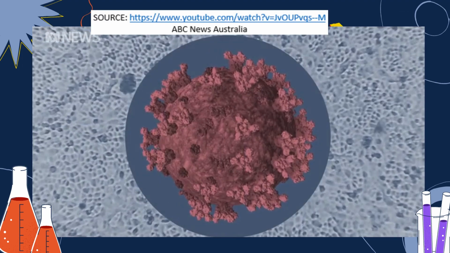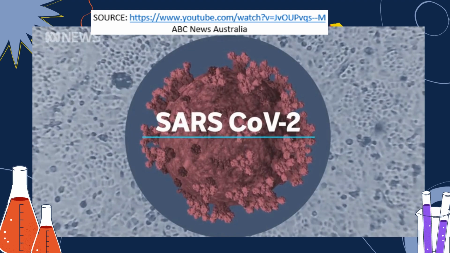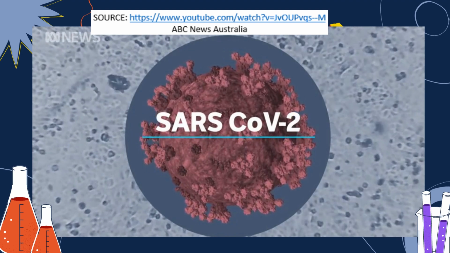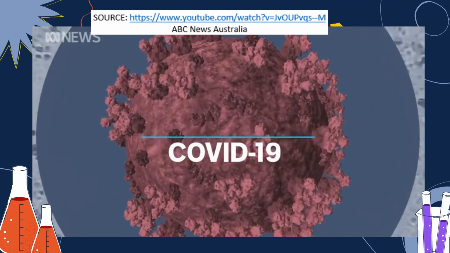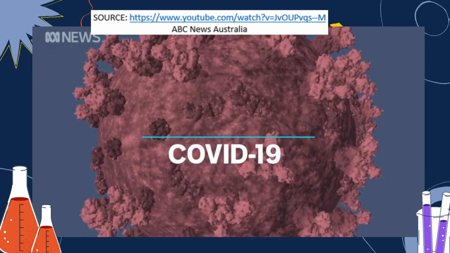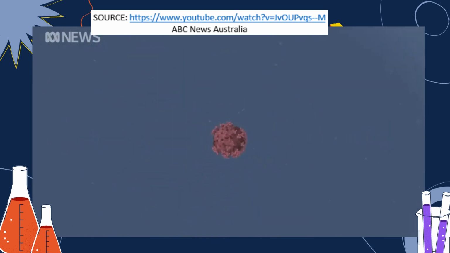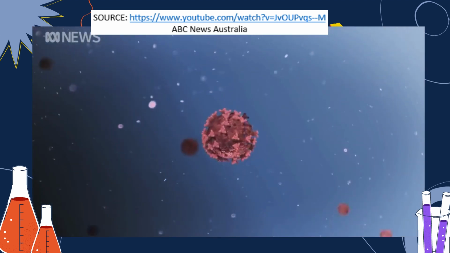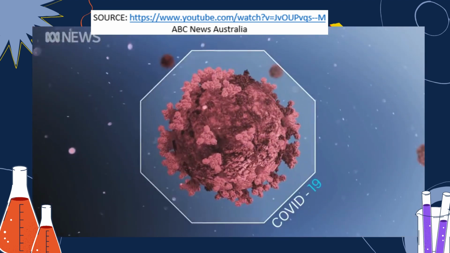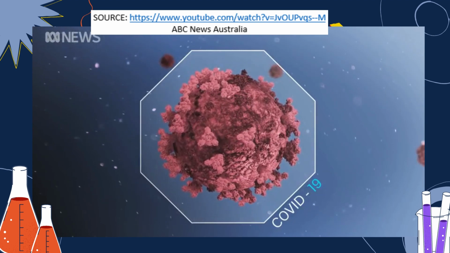You might recognize it by now. This is SARS-CoV-2, the virus that causes the novel coronavirus COVID-19. A single cell is just 120 nanometers in diameter. But here it is at 12 million times magnification, a microscopic virus that's turned the world upside down.